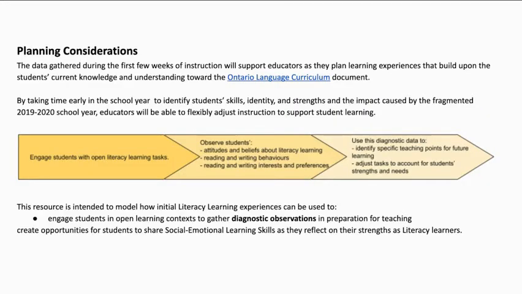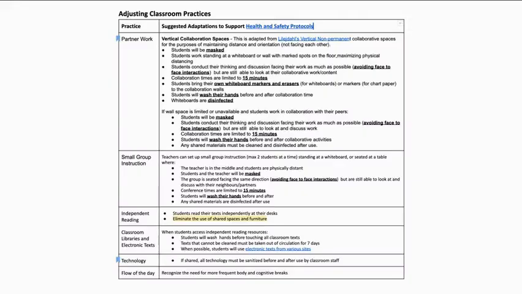By taking the time to learn more about your students, you will be able to gather information about their skills and strengths, and the impact the fragmented 2019-2020 school year had on their learning. In doing so, you'll be able to flexibly adjust instruction to support student learning. This sample plan outlines differentiated and open literacy learning tasks that will allow students to engage in a variety of ways. Assessment look-fors and tracking tools will help you focus on key skills and concepts. Key opportunities to support student social-emotional learning are also embedded in the plan.